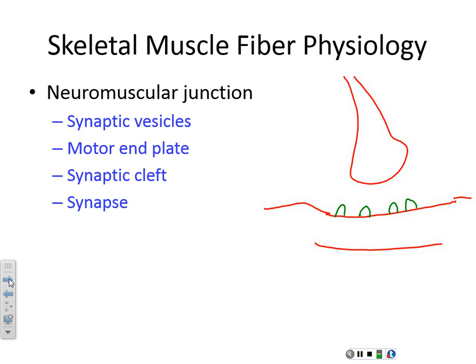So if I ask you to describe the motor end plate, you say it's a special part of the sarcolemma, or the muscle fiber membrane, that carries the ligand-gated channels, the receptors. What else does it have? Acetylcholinesterase, yes, because it breaks down acetylcholine. That's another thing that's over there in the motor end plate. If I ask about that, you talk to me about that. And then the vesicles. These are membrane-bound organelles, containing what?